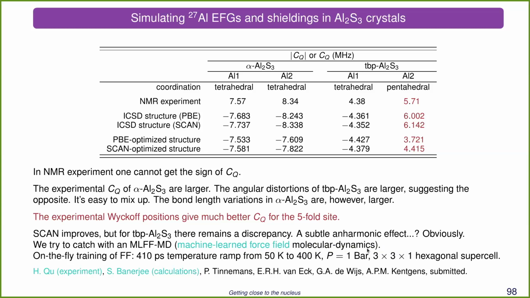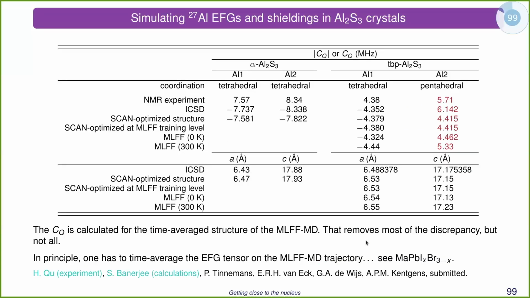But when you do that, you get trajectories. From the trajectories you can get average positions, and with those you can calculate again the tensors. And then you see you get much better. While at 0 Kelvin you get 4.04, at 300 Kelvin you get much closer. You still are not at 5.7, but 5.3 is much better than it was previously.